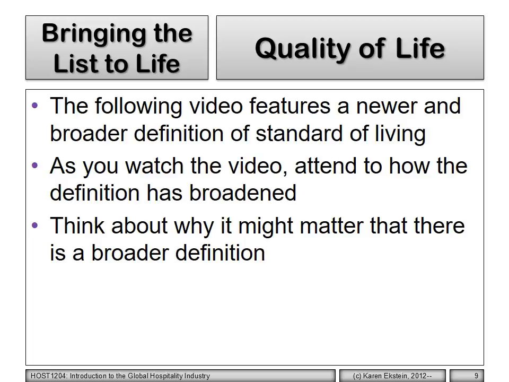So as you watch the video, attend to how the definition of standard of living is now broader and not necessarily only contingent on the gross domestic product of a region. Think about why it might matter that there's a broader definition. Why do we care? And why might we want to adopt that broader definition as we try to analyze the social environment?